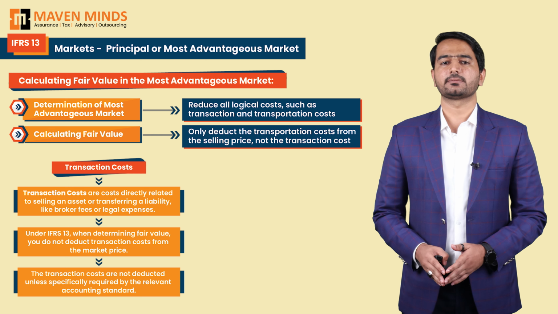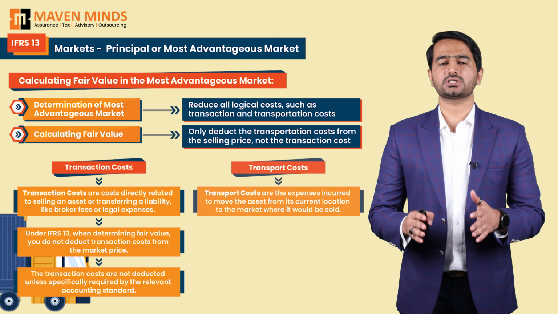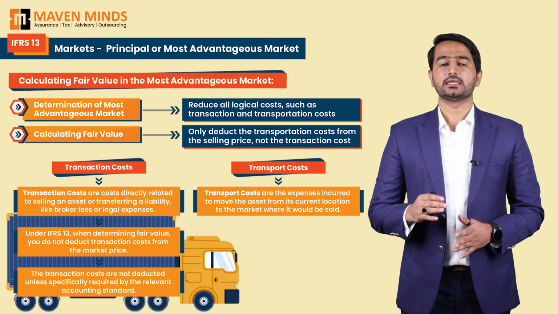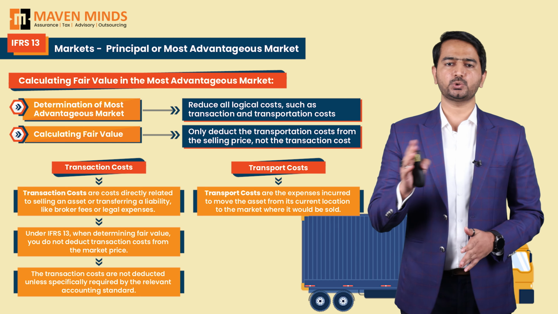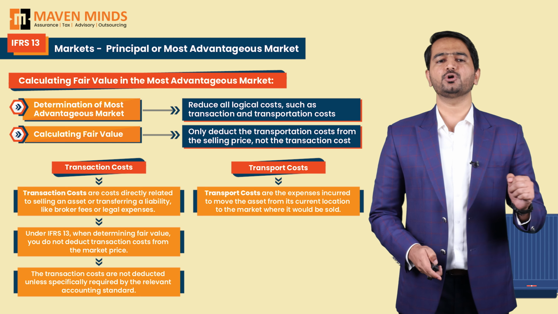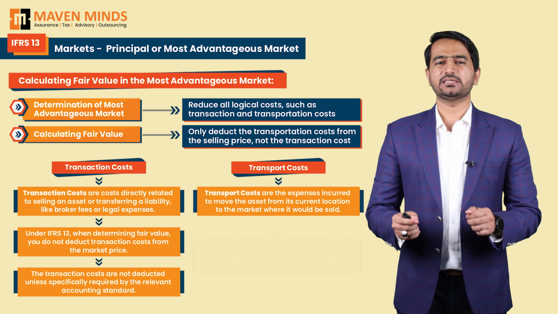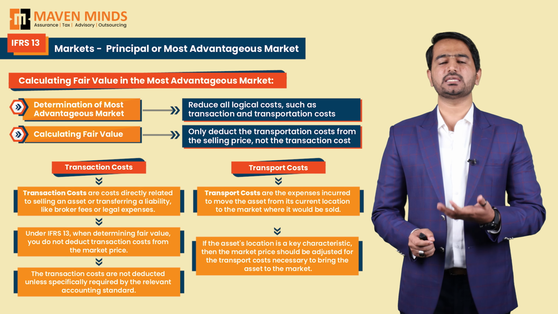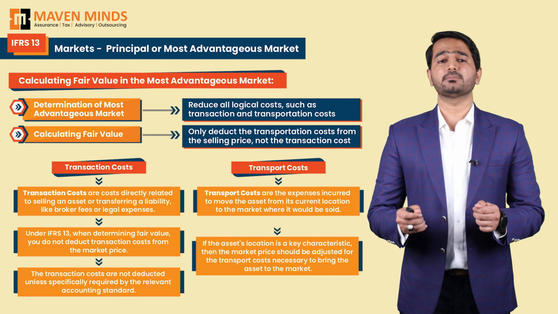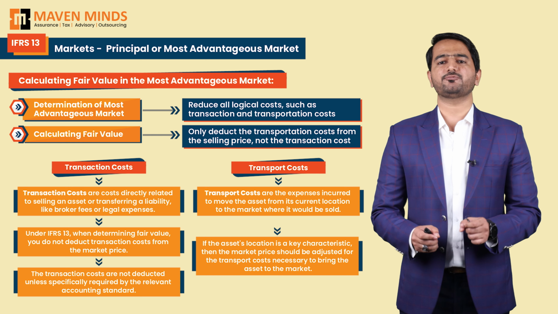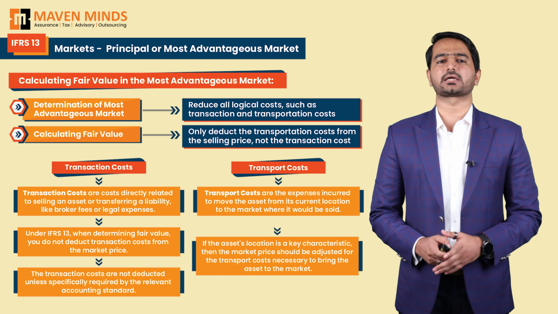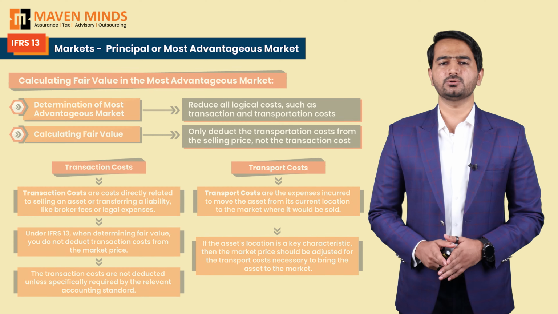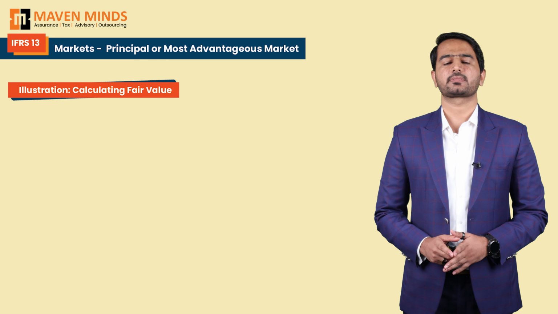On the other hand, transportation costs are the expenses incurred to move the asset from its current location to the market where it would be sold. If the asset's location is a key characteristic, then the market price should be adjusted for the transportation cost necessary to bring the asset to the market. Let me explain all this with an example.